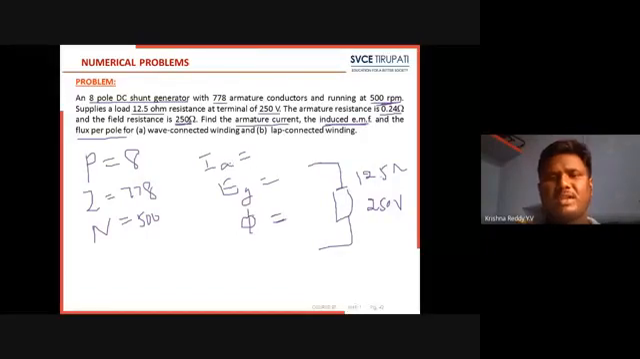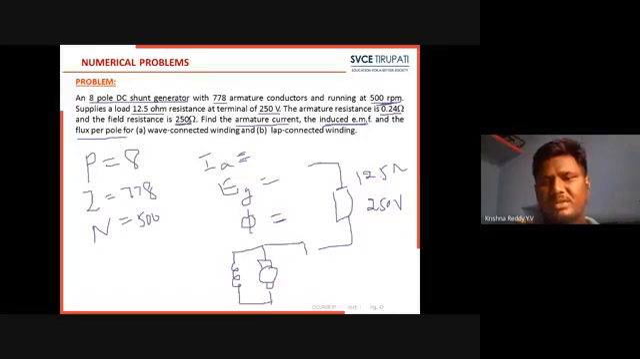How can we calculate the armature current? It is a DC shunt generator. Here the field winding is connected across the armature. Here we are connecting the load. Its resistance is 12.5 ohms and its voltage is 250 volts. Now what is the current flowing through the load? How can you get the value of IL?